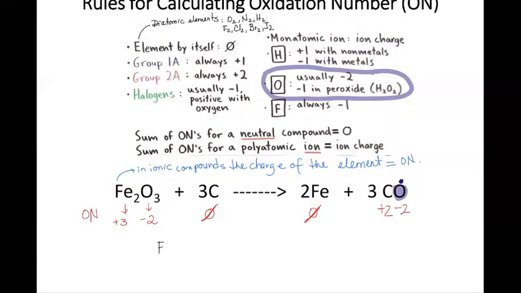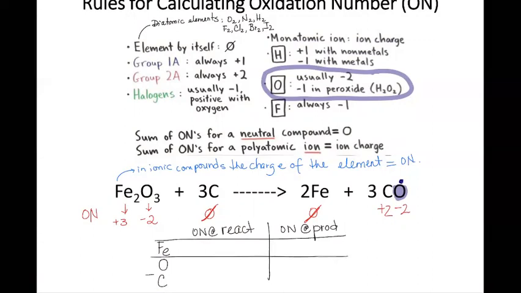I always say, well, I have iron, I have oxygen, and I have carbon. And I'm going to look at oxidation number at reactants versus oxidation number at products for those elements. So for iron it is +3, and in the product is 0. For oxygen, we have a -2, in the product, -2. In carbon, it started at 0, and it changed to +2. Okay, so those are the changes.